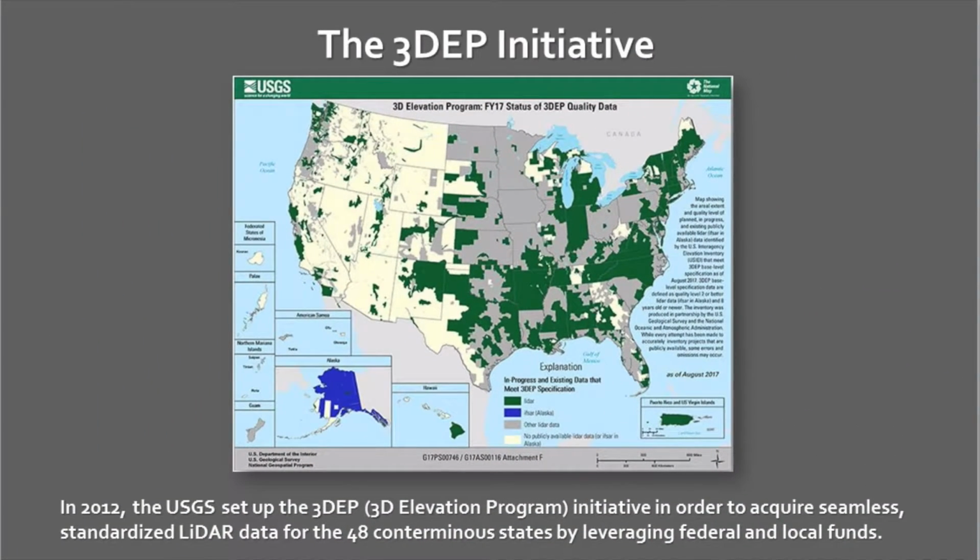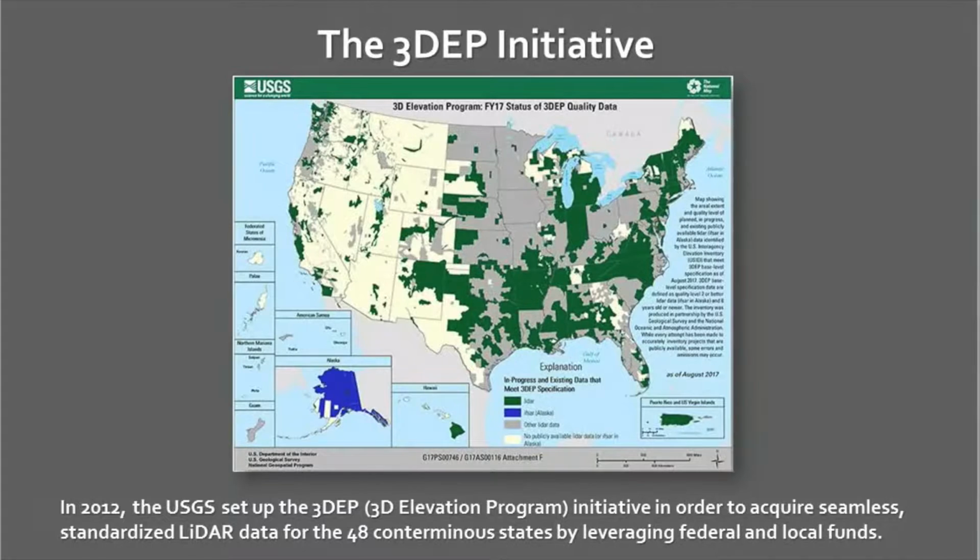In recent years, LiDAR mapping, or laser mapping as it's otherwise known, has become much more available. In this graphic from the USGS, circa January 2018, you can see everything in green where there are areas that have been covered by large-scale LiDAR mapping projects.